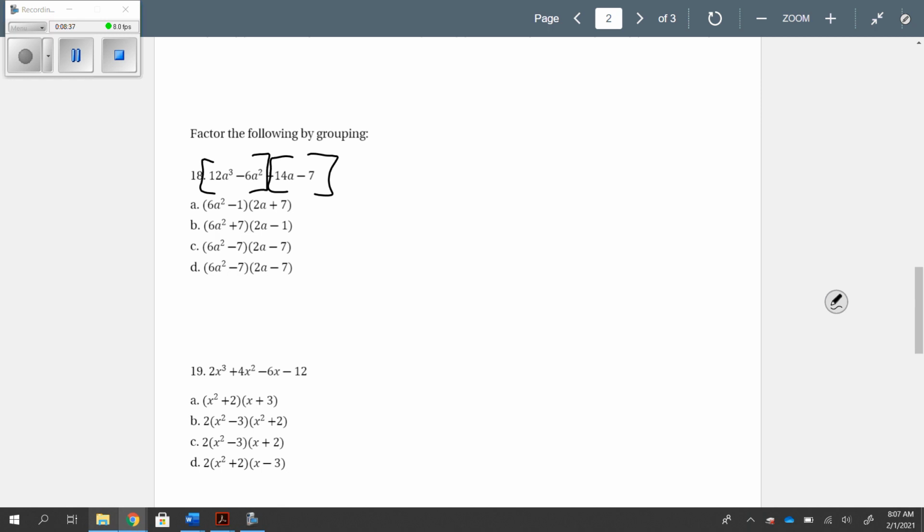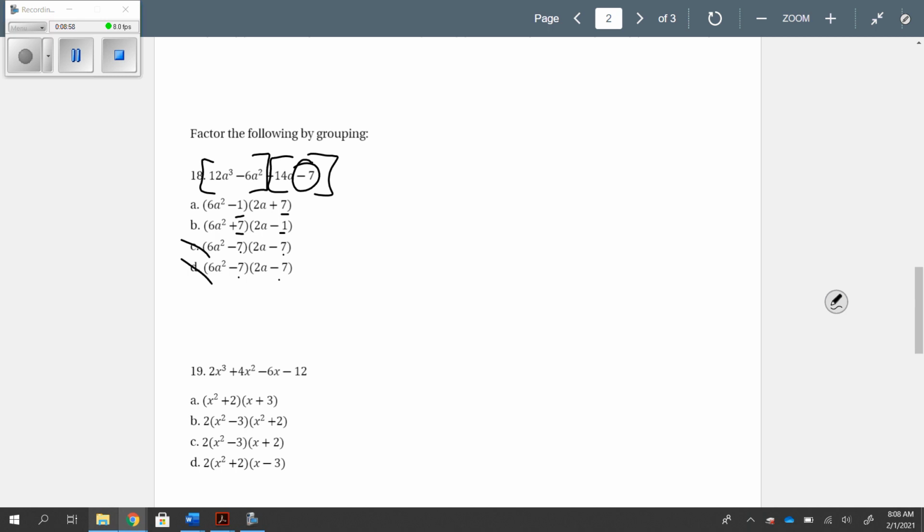Here, we see the last number is -7, correct? So the last 2 numbers here should multiply to be -7. So A and B both multiply to be -7. But if you look, C and D, -7 times -7 is positive 49. That's too big. So we know we already got it down to A and B.